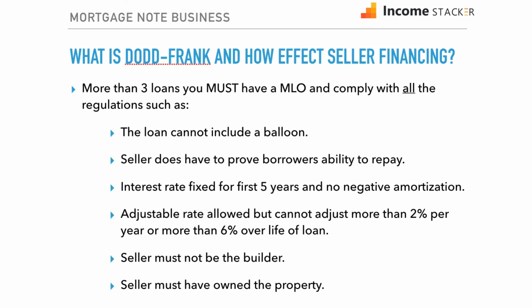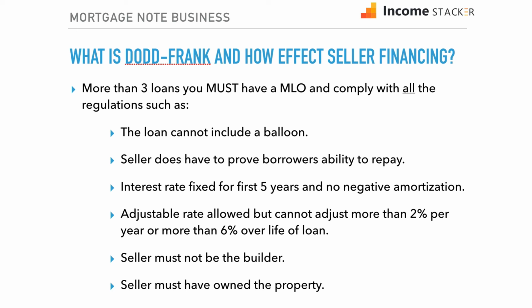So more than 3 loans. If you do more than 3 loans in a year, you must have a mortgage loan originator and comply with all the regulations, such as the loan cannot balloon. The seller has to prove the borrower's ability to repay. The interest rate has to be fixed for the first 5 years, and so on. The same rules that we showed before. So you have to follow all the rules, and you have to get a mortgage loan originator as well if you do more than 3 loans in a 1-year period. So hopefully that's clear and gives you some idea.